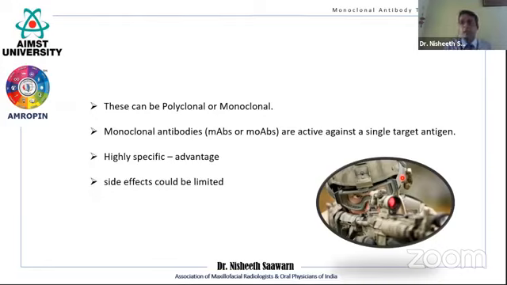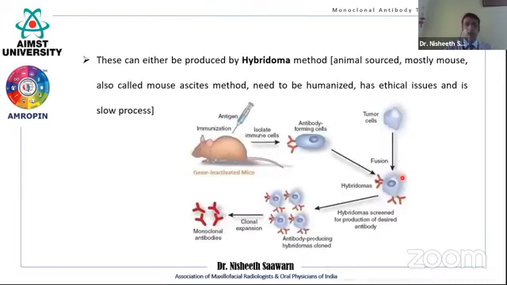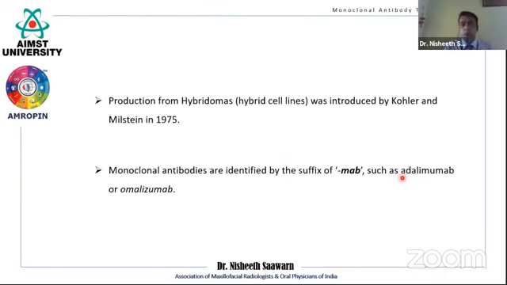Why is that an advantage? Because when they are not interfering in the pathway of other work, then the side effects become limited. And such antibodies are known as monoclonal antibodies. Monoclonal means they are obtained from a single clone, and they are produced by hybridomas. I'll explain what hybridomas are.